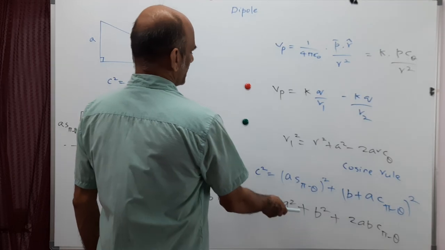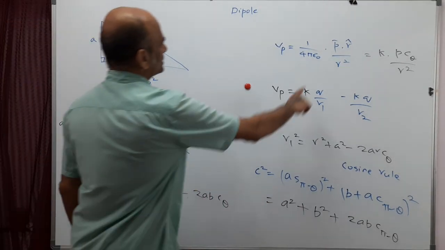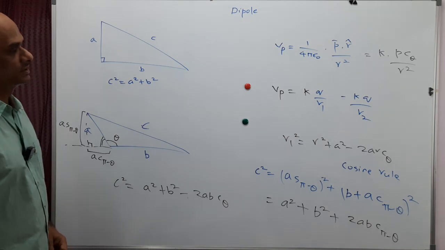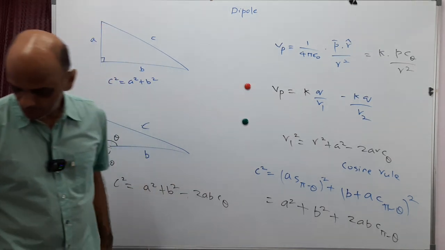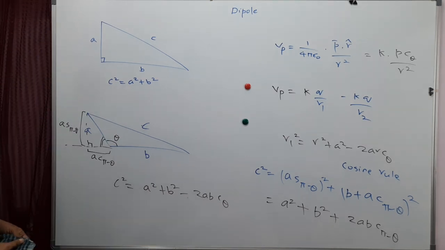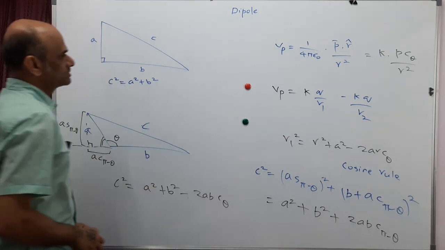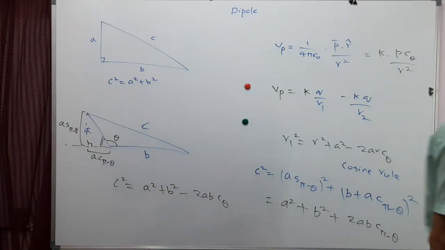So this thing can be used to write R1 and R2 in terms of R and A, half the dipole size. From that we can derive this relation. This derivation is not required for solving the question, but we should have some idea how the formula comes. So with this understanding, we'll solve this JEE Advanced question.